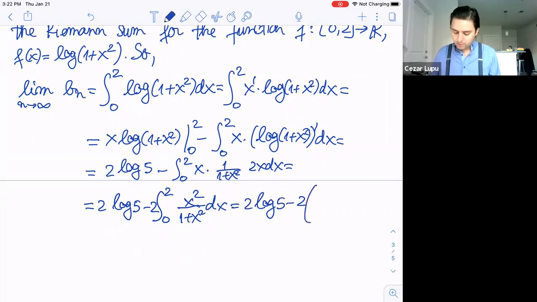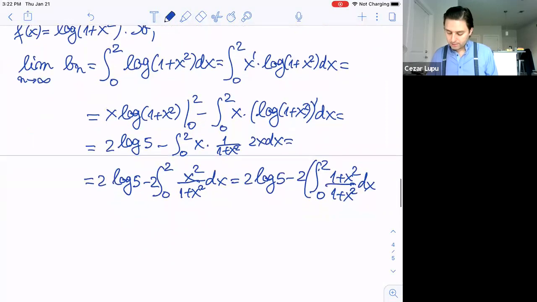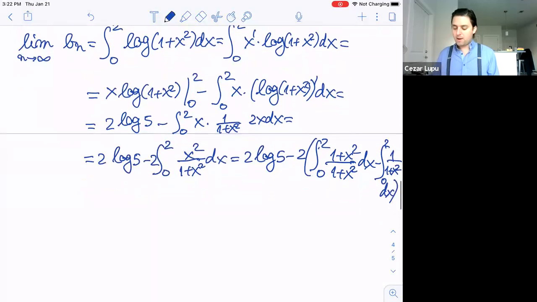And now what I'm going to do is add and subtract 1. So this would be the integral from 0 to 2 of (1 plus x squared) over (1 plus x squared) dx. And I subtract 1, so this would be minus the integral from 0 to 2 of 1 over (1 plus x squared) dx. Okay. And now I'll have here the arctangent.